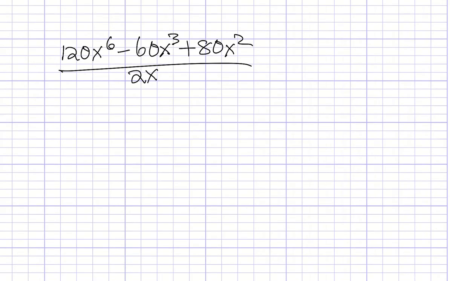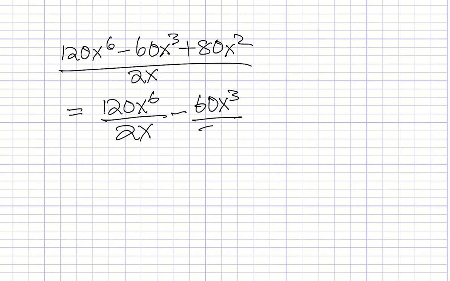Okay. That's the same thing as, let's do it this way, 120x raised to power 6 over 2x. You see that, right? That's our standard normal procedure. 60x to power 3 over 2x plus 80x squared over 2x. Okay? You see that, right?